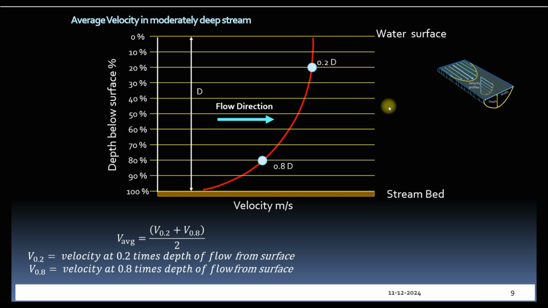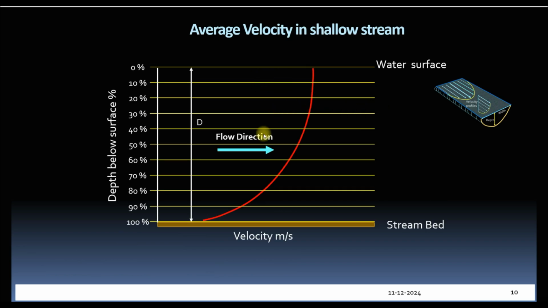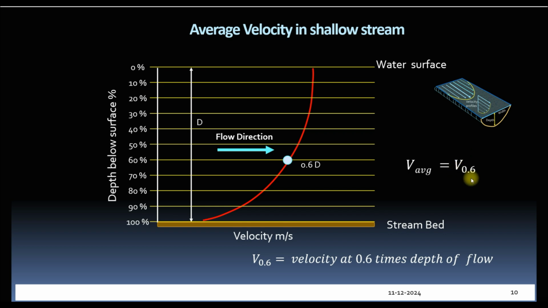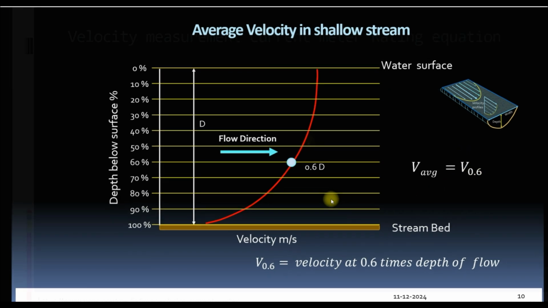For a shallow stream, it is sufficient to measure the velocity at one point only to capture the velocity profile, that is at 0.6d. So average velocity is taken as velocity at 0.6d.